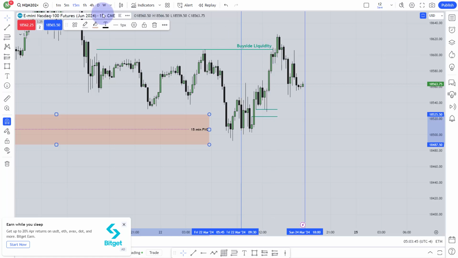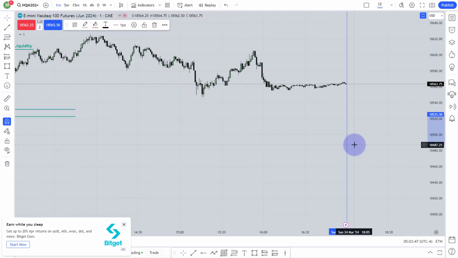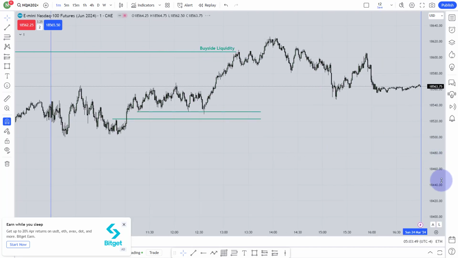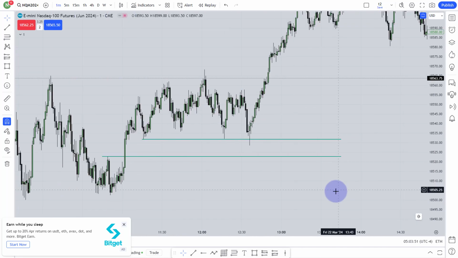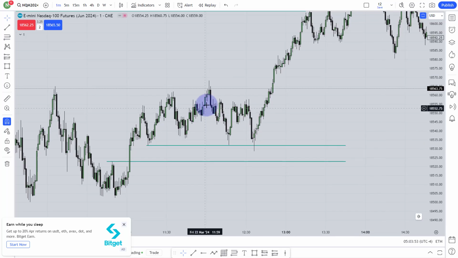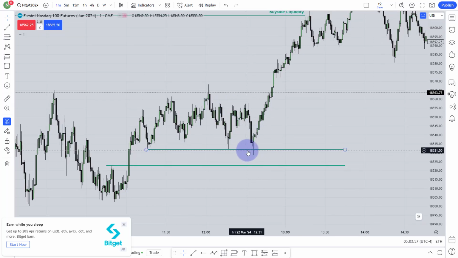So I'll be on the 1 minute chart one more time. This is that new 15 minute fair value gap. So finally the market came here and took all of this liquidity. In the same way, you will look for a market structure shift and a market structure shift entry.